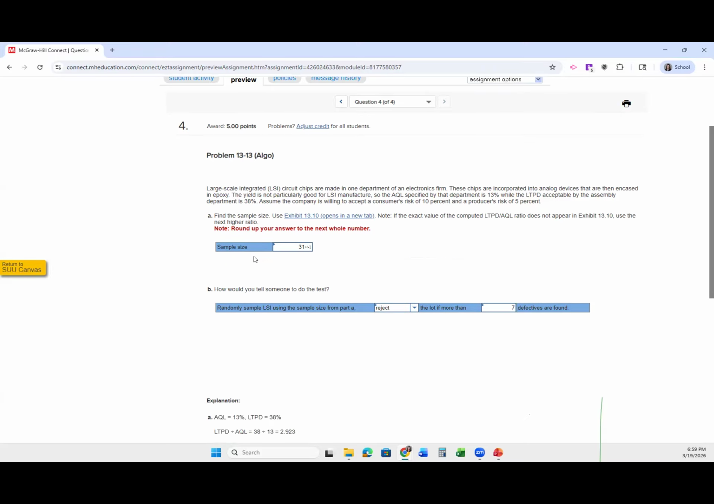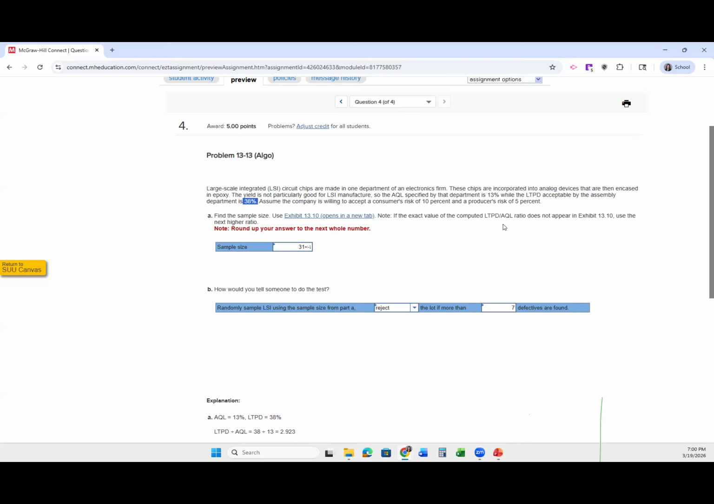For these types of questions, you just need to figure out a few things, like what is the AQL and what is the LTPD. The AQL here means the acceptable quality level, and for this question it is 13%. And LTPD is what we call the lot tolerance percent defective. This is the percent defective you accept. So this is the tolerance, and in this question it is 38%.